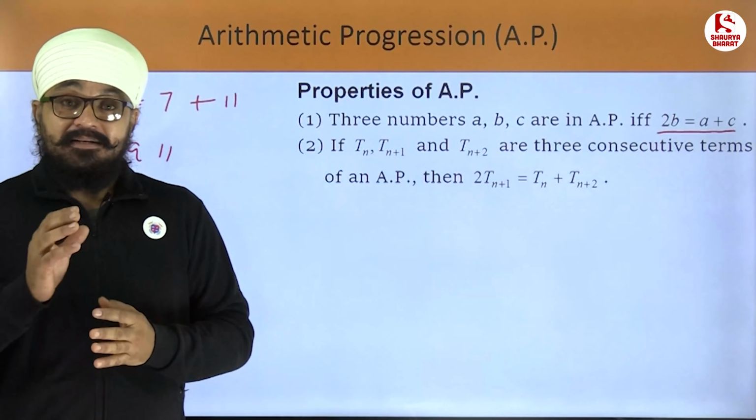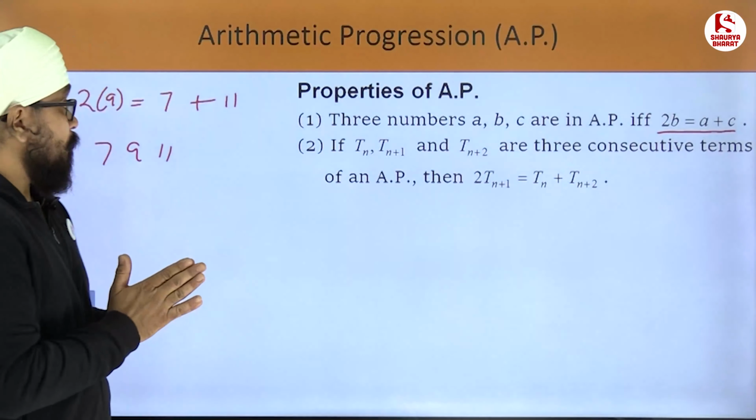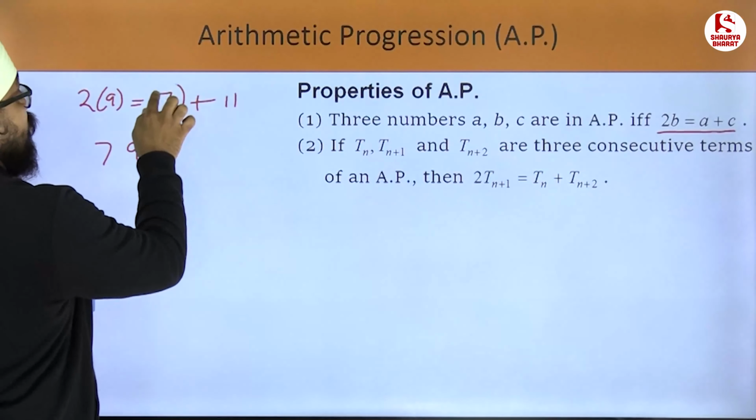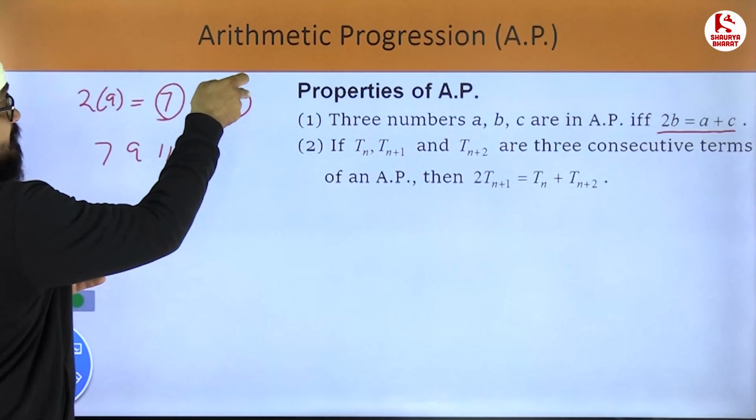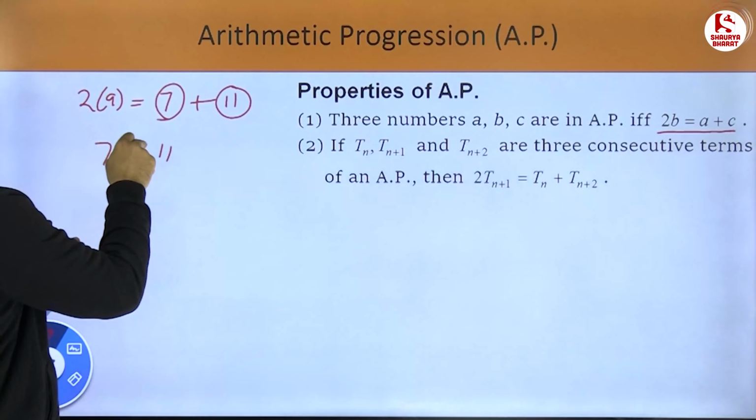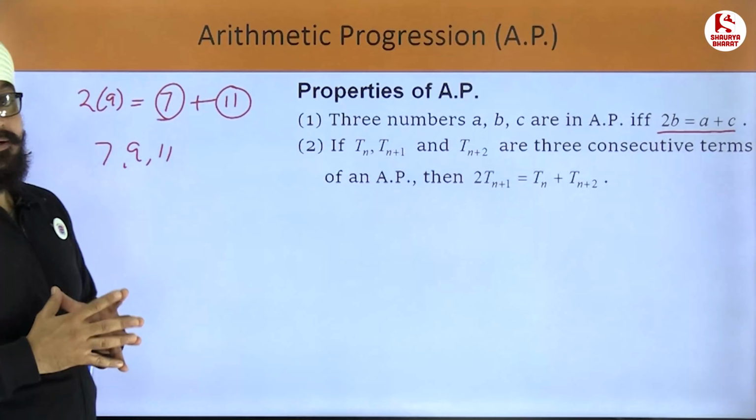So we can say that the first, second, third are arranged in proper format. That means here I am saying that the sum of two numbers is double of the third, then the first, third and the second number. That means here I am using 7, 9 and 11. They will form an arithmetic progression.